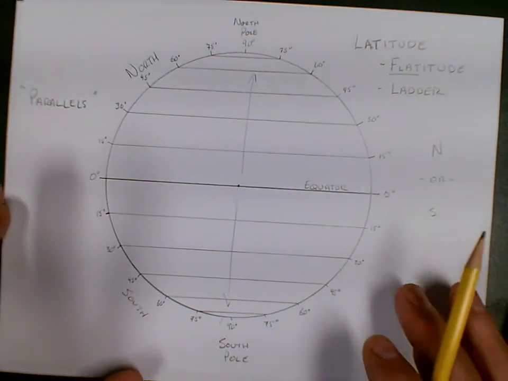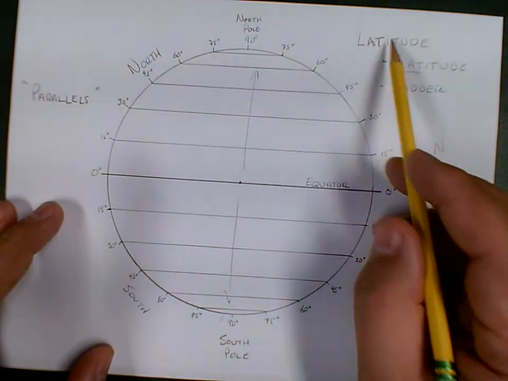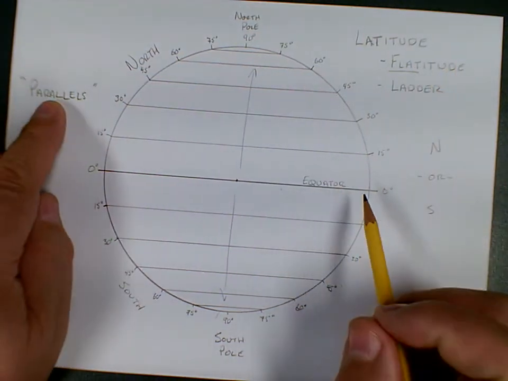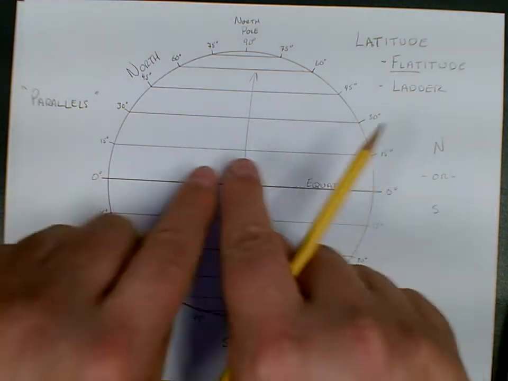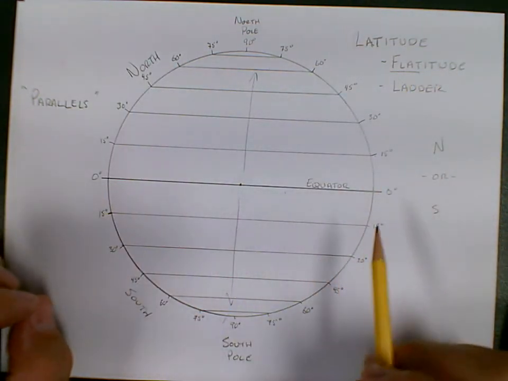One of the ways that we can remember how latitude works is latitude, flatitude. So the parallels run flat like the equator does. So they're all going horizontally across the globe.